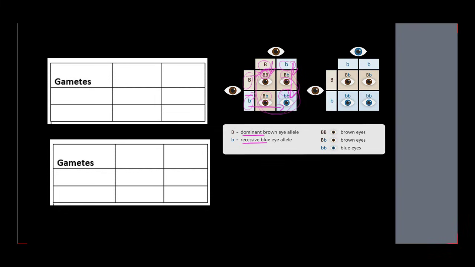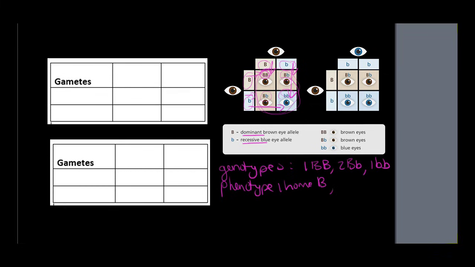If you had to put the genotypes, how you would have written that would be 1 BB, 2 Bb and 1 bb. The phenotype would have been 1 homozygous brown. I'm not going to write out the full thing. 2 heterozygous brown, 1 homozygous blue.